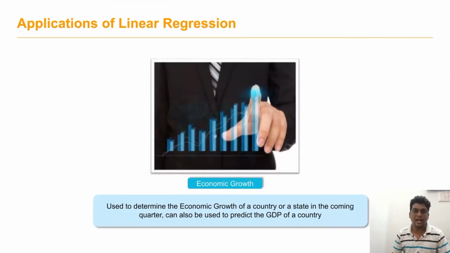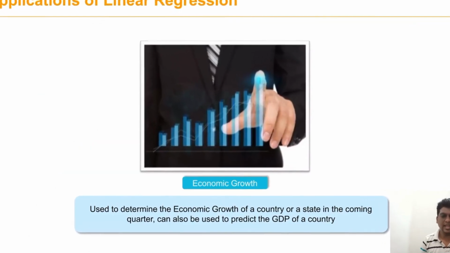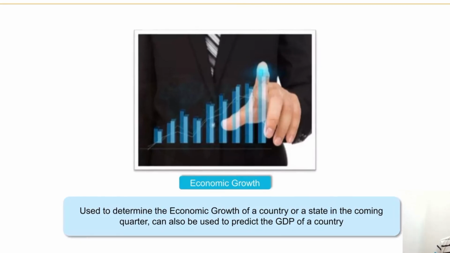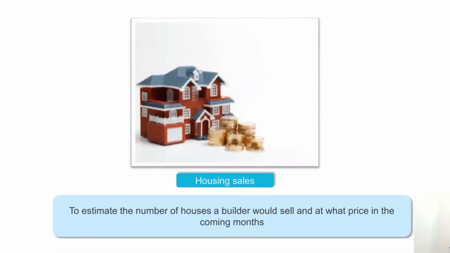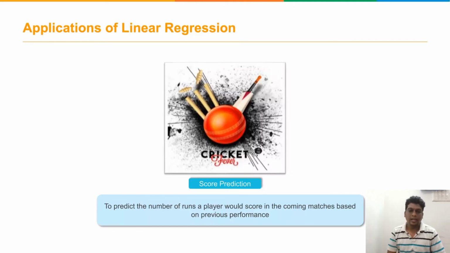Some applications of this linear regression: a country's economic growth can be improved. We can predict the price of a particular product. If anyone wants to buy a house in the future, we can predict the price. It can also help to predict the score when a cricket match is going on. We can predict how many runs a team can score and how many runs a particular player can score, also with the help of this linear regression.